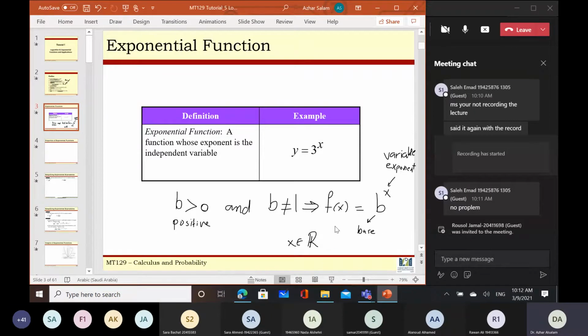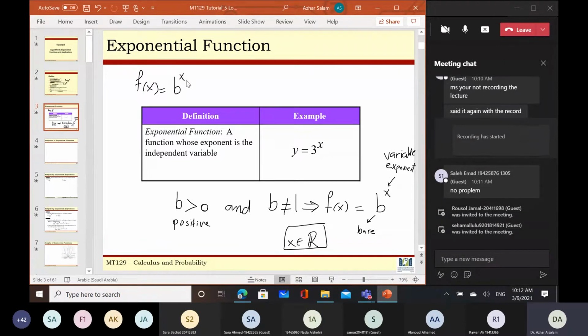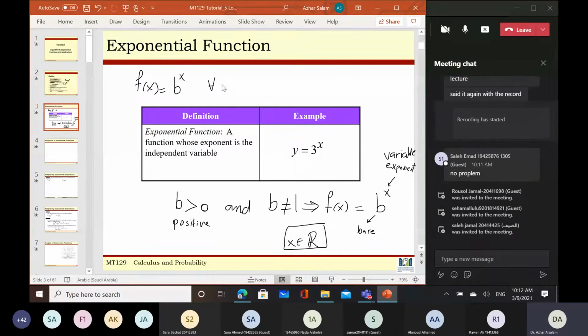It could take any value from the real numbers R. So I define f of x equals a number b to the variable power x, for all x in R. And also I have the condition on b that it's greater than zero, and b is not equal to one. Here I said that b is not equal to one.